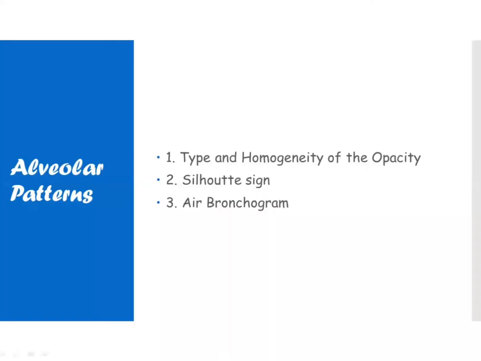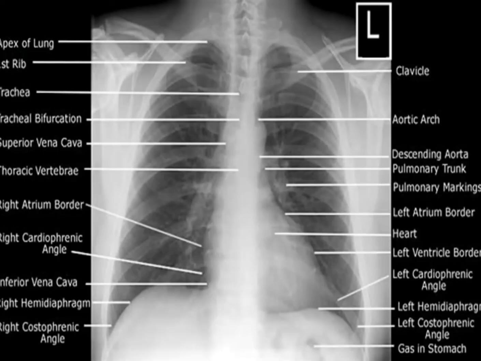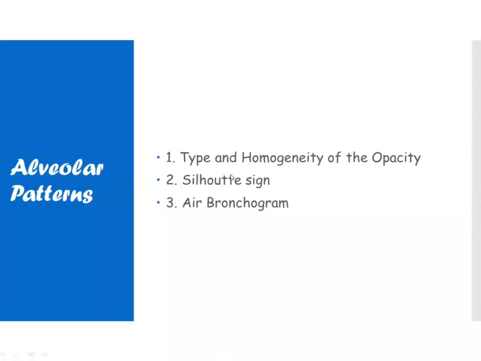Let's move on and talk about some common alveolar patterns. One thing you need to take note of is the type and homogeneity of the opacity. So what does that mean? If you look at a normal chest x-ray, you're going to see that the opacities are usually homogeneous. They're actually similar, like you can see the same pattern on both lungs. So that's the type and homogeneity of the opacity.